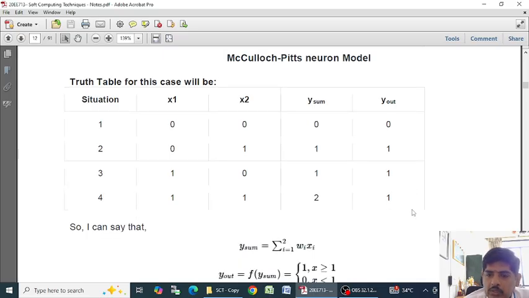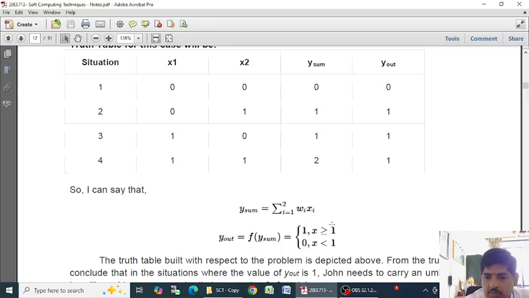Based on the threshold value, here we fix the threshold value as 1. The output neuron collects all the input signals through summation and decides whether the neuron fires or does not fire. If the summation value is greater than or equal to 1, the output neuron fires. If the summation value is 0, that is less than 1, the output neuron does not fire. So this is the basic concept of the McCulloch-Pitts neuron model. Thank you.